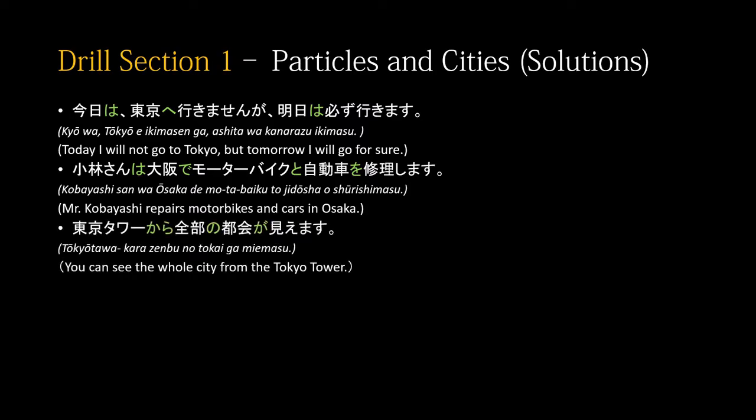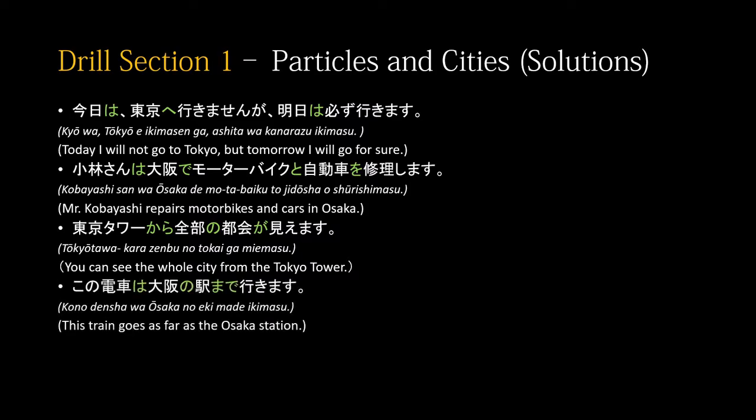The third sentence, Tokyo Tower kara zenbu no tokai ga miemasu, is rather simple, with kara conveying the meaning of from, then no functioning as the attributive, and finally ga marking the subject of our potential verb mieru, or in other words, what can be seen in its entirety from the Tokyo Tower, and that is the whole Tokyo itself.